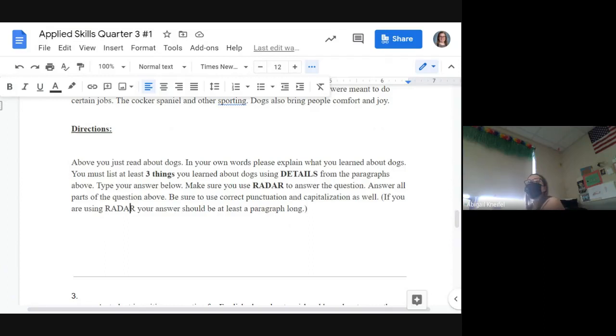I'm going to tell you, tomorrow or on any of your tests, it's not going to say use RADAR, okay? That's what we use here at Westville for answering our short answer questions. It's not going to say use RADAR. You're just going to know anytime you need to answer a short answer question, you're going to use RADAR. What is the first step of RADAR? What is the first step of RADAR, Abigail?